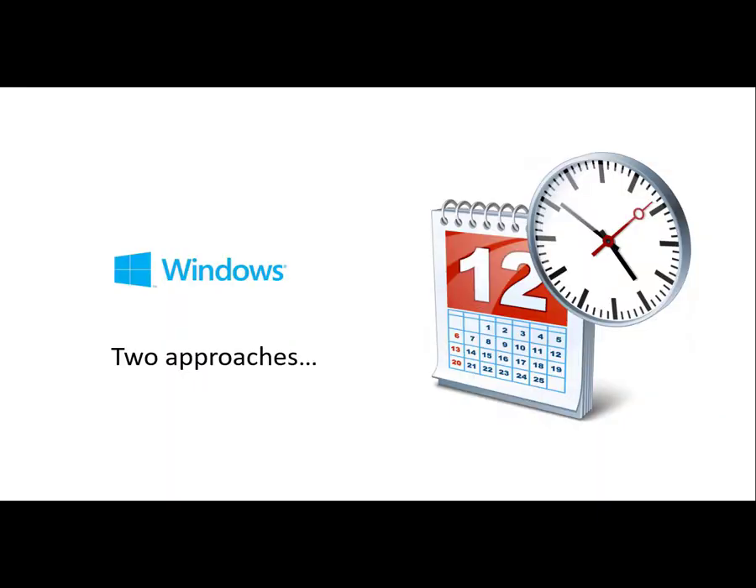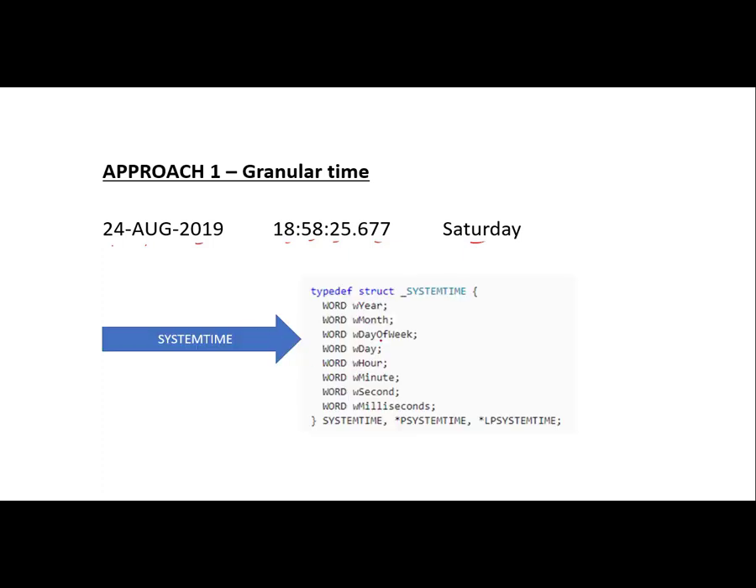Fundamentally, there are two approaches which the Windows operating system uses to store the date and time. The first approach is to represent time in a granular way, which looks like this. Here you can see the time is broken down into its constituents like date, month, year, hours, minutes, seconds, milliseconds, and day of the week. In Windows terminology, this way of representing time is called system time.